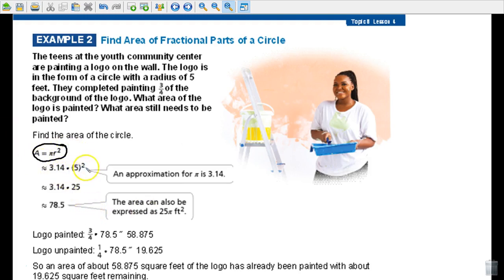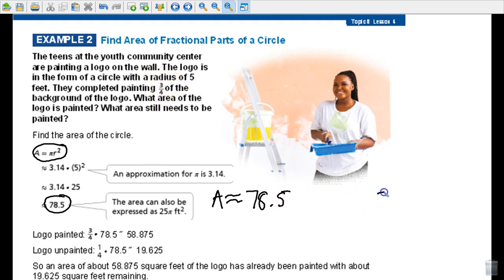We use the formula for the area of a circle, and then we solve for the area of the circle. They tell us that the radius is 5. So we plug in 5, we work it out, we get the whole area. Area is roughly 78.5. So their question is, what area of the logo is painted? They say 3/4 is painted.